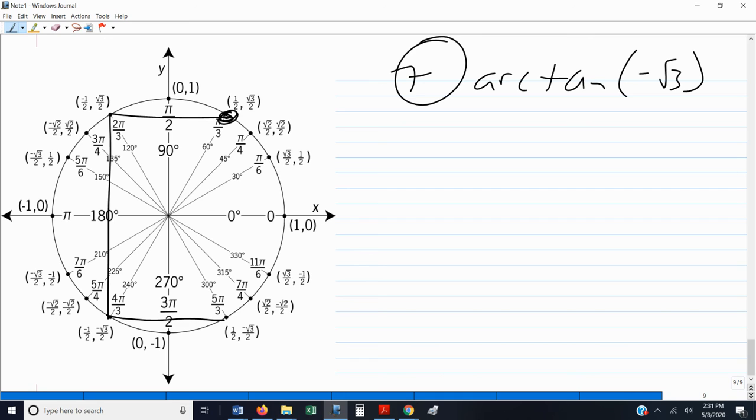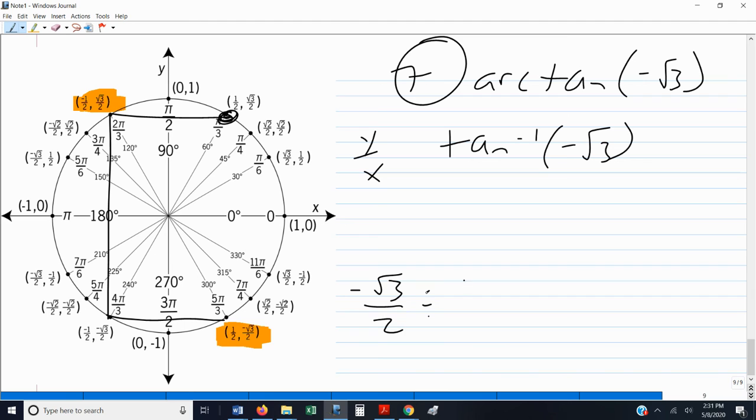Remember that tangent, arctan, inverse tan. The formula for tangent is y over x. So this is asking you at what angle do you have a y over x of negative root 3? And I think that's going to happen here and here, right? Notice those are the same coordinates, 1/2 and root 3 over 2, just the signs are different. So if we take the y divided by the x, or multiply by the reciprocal, we get negative root 3.